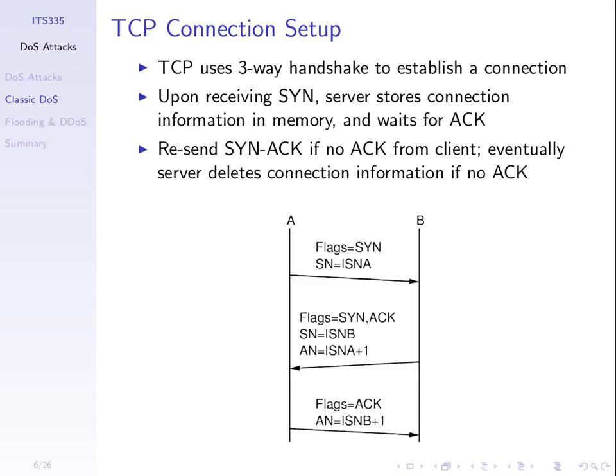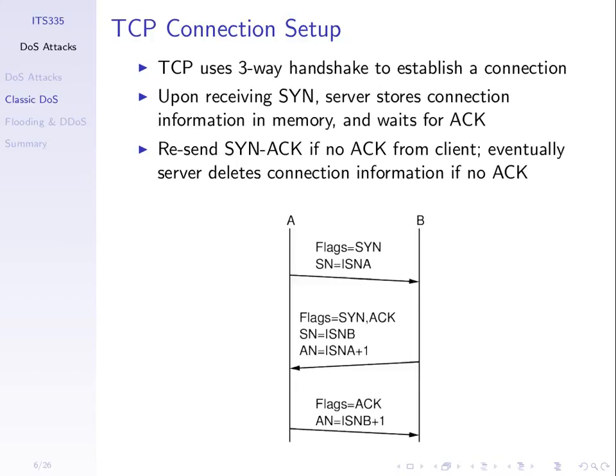There are some more features that are not shown here, and one of them is that B, the server, receives the first SYN message. It sends back a SYN ACK, and it waits for the third ACK to come back. If it doesn't receive that third ACK after some time, it will retransmit the previous SYN ACK. Maybe something went wrong and we lost the ACK in the network.